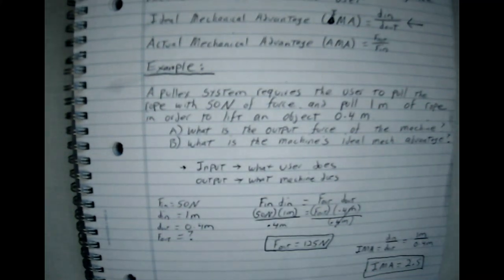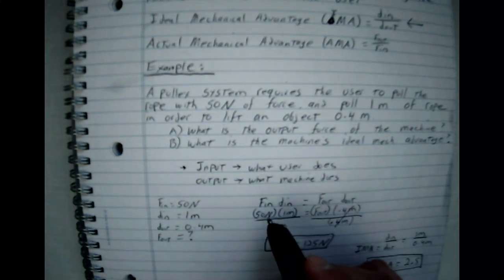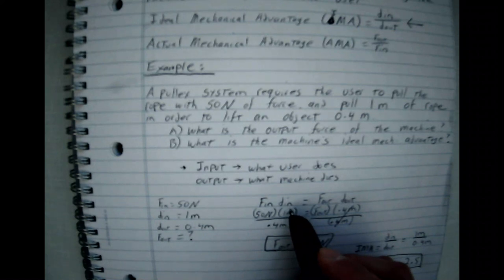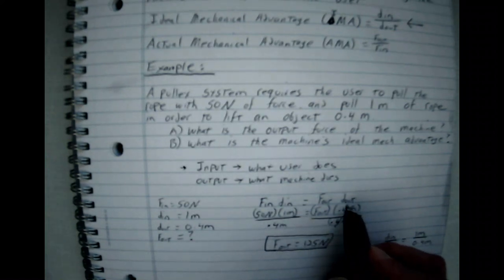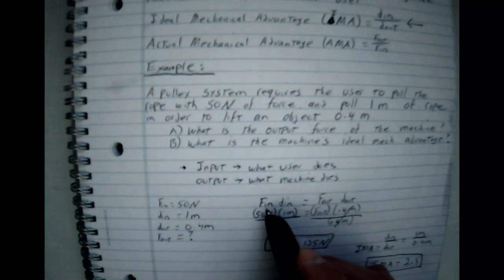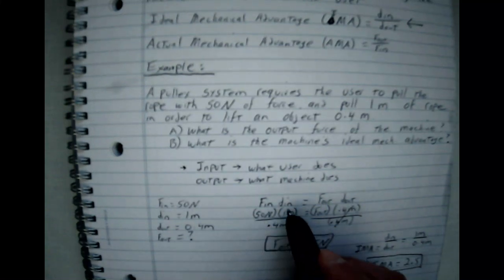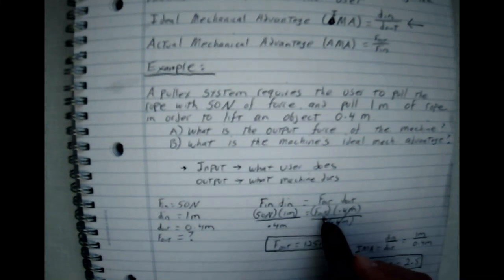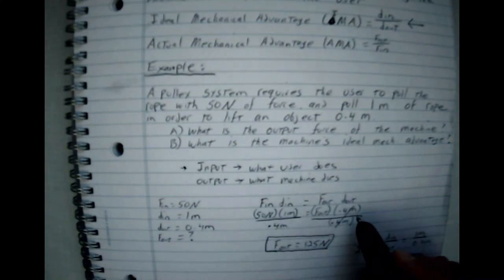Okay. I know that ideally the work that you put in has to equal the work that you get out. So we can say force in times distance in, that's the work you put in, equals force out times distance out. And I'm going to write down what we know. Force in is 50 newtons. Distance in is 1 meter. Force out I don't know, so I'll just write it down again. And distance out is 0.4 meters.